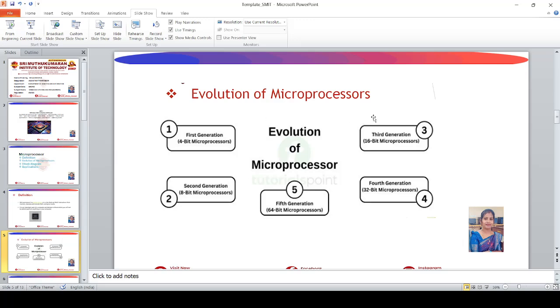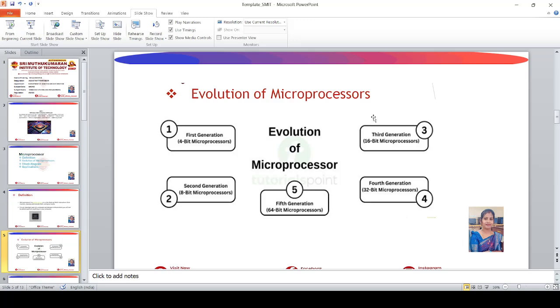Now the evolution of the microprocessor. Intel invented the microprocessor, right? There are 5 generations. The first generation is the 4-bit microprocessor, the second is 8-bit, the third is 16-bit, the fourth is 32-bit, and the fifth is a 64-bit microprocessor. We are in the 64-bit microprocessor era, right?